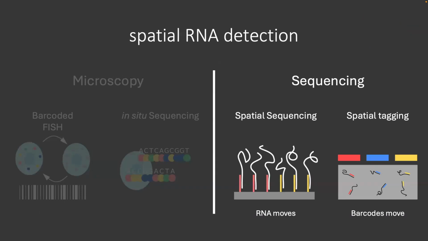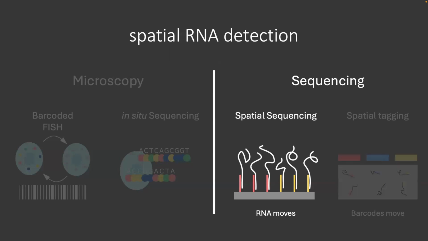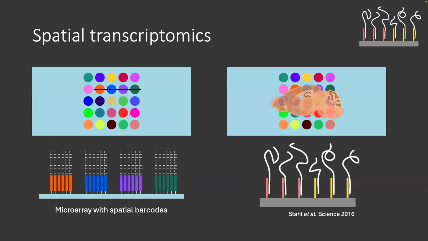Just to remind you, we had spatial transcriptomics, spatial sequencing, where the RNA moves, and then we had spatial tagging, where the barcode moves. First, let's talk about spatial transcriptomics, where the RNA moves. This was kickstarted with a method called spatial transcriptomics, not to be confused with the whole field, where a microarray of spatially defined barcodes is used to capture RNA.